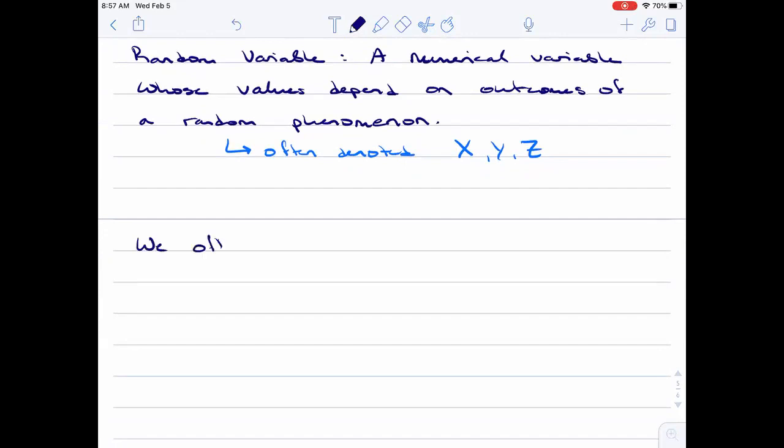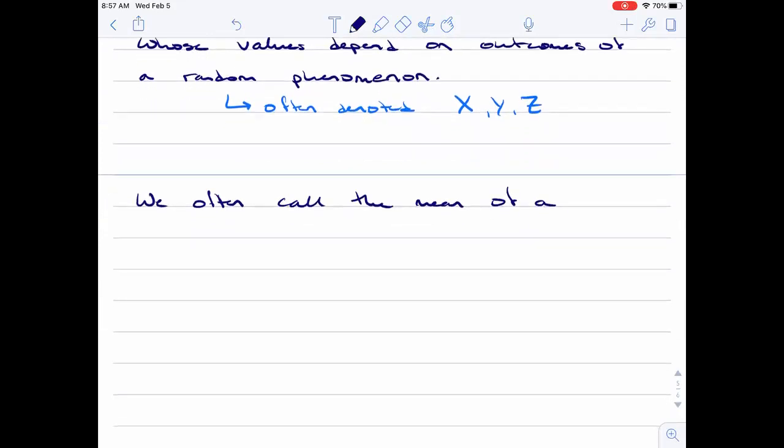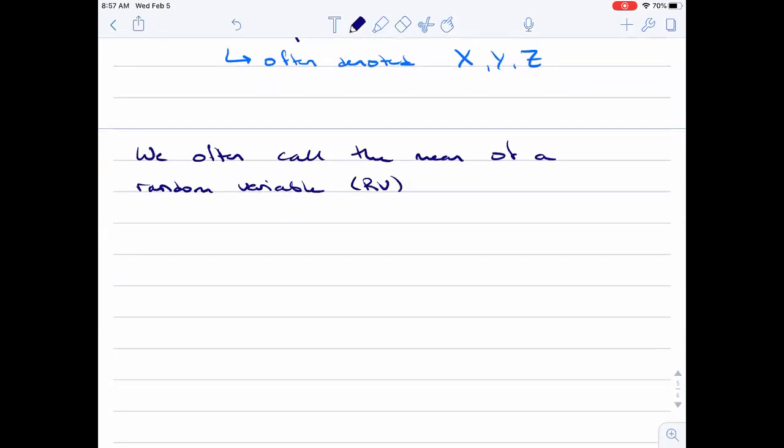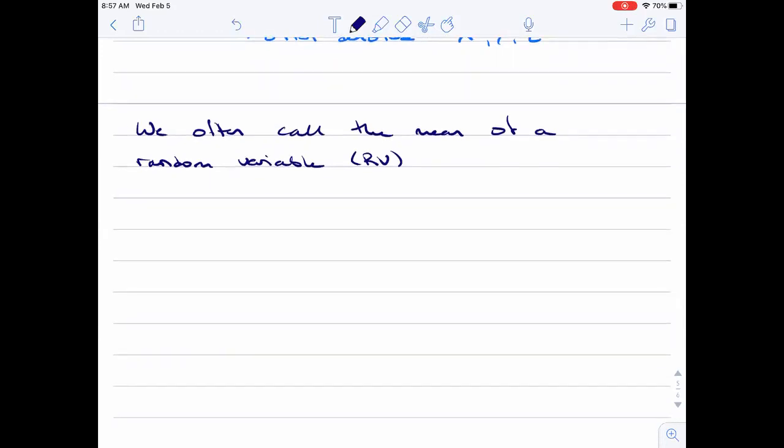We often call the mean of a random variable, sometimes we denote it just RV, random variable. I only mention that because if you're Googling stuff, usually they just say RV, random variable. So we often call the mean of a random variable the expected value.